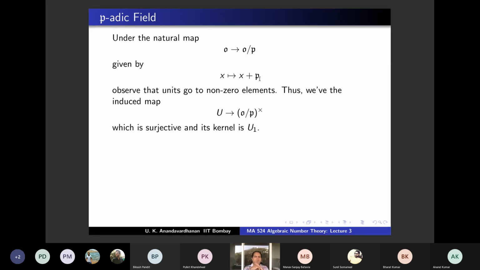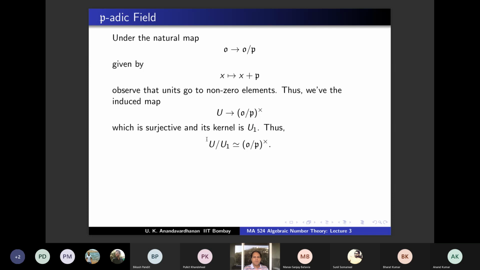1 plus p is what I call u1. The kernel is those x such that x plus p equals 1 plus p. That means x minus 1 belongs to p. That means x belongs to 1 plus p. So kernel is precisely 1 plus p. 1 plus p is what we call u1. Remember, ui is 1 plus p power i. So kernel is u1. Therefore, u by u1 is isomorphic to the non-zero elements of this field.